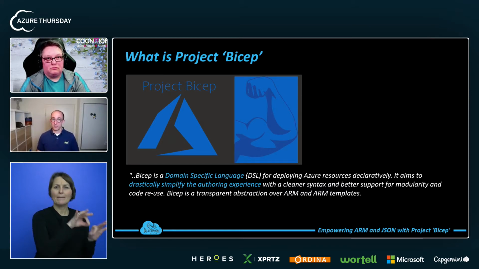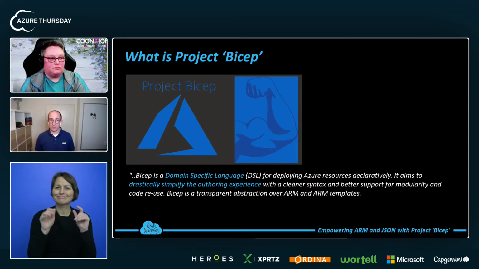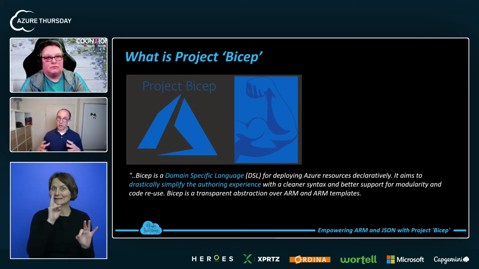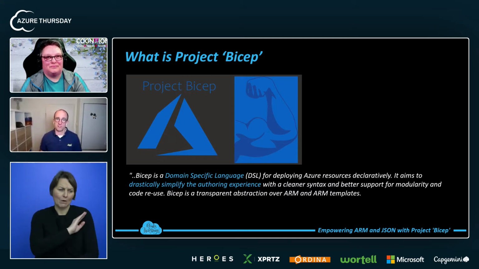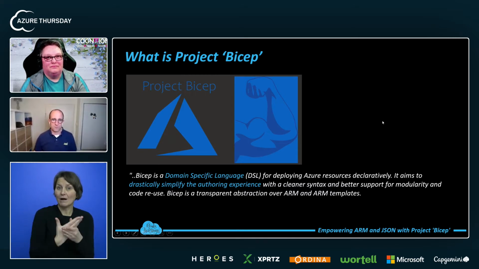So it's basically a transparent layer on top of ARM templates. And as we'll see in a demo, it also allows you to transpile your Bicep files right into JSON files. So that's the reason why JSON is not going away.